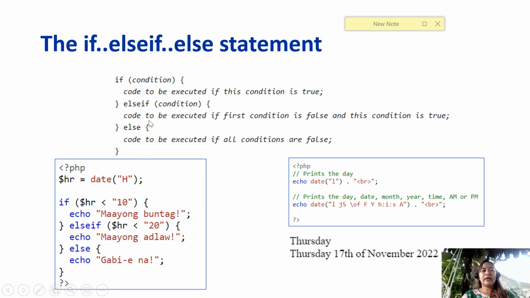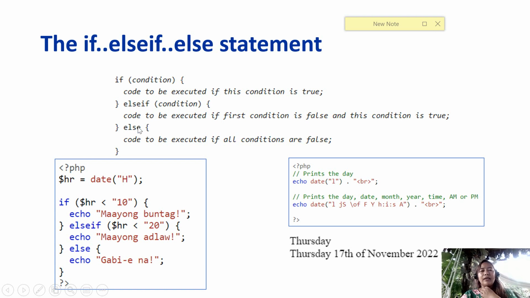Now, in this case here, it will check the condition. If it is true, it will perform this first statement and skip all the other statements. If this is false, it will go to the else if part and check if this condition is true. If it is true, then it will perform that and skip the else part. If the first condition is false and the second condition is also false, it will go to the else part here. Note that in this if, else if condition, you could add as many else if conditions here as you want.